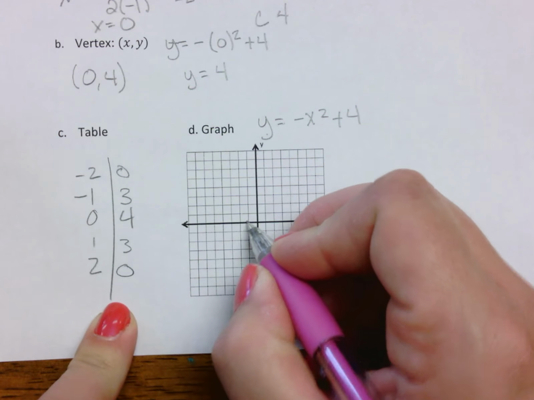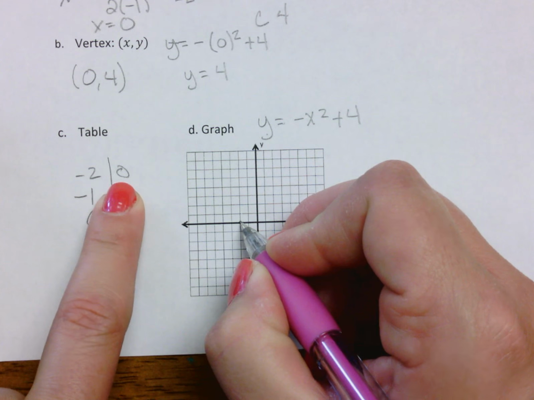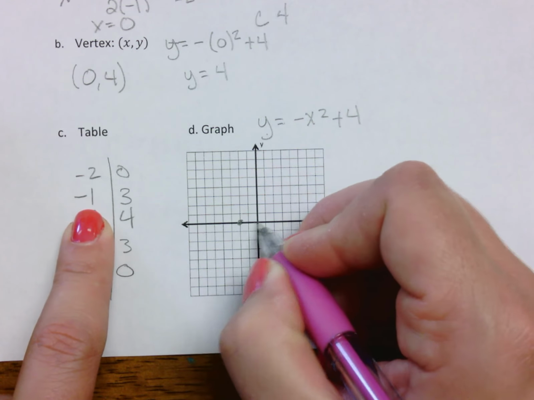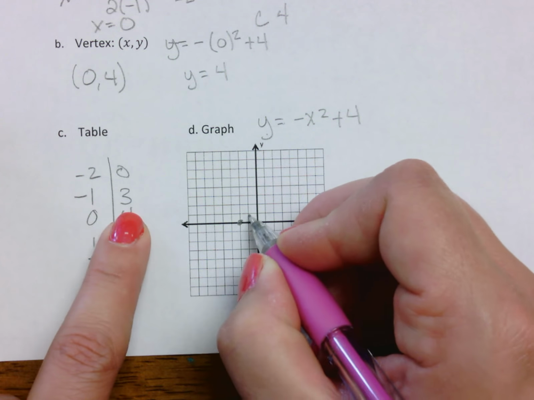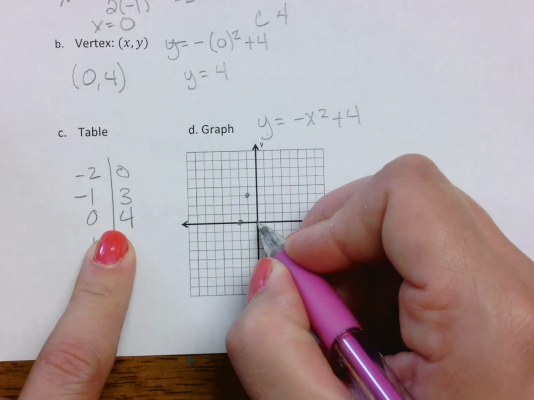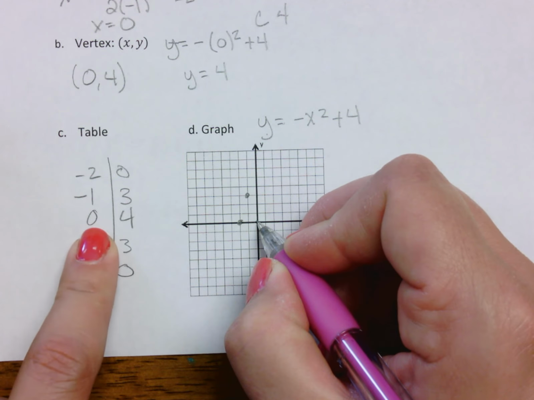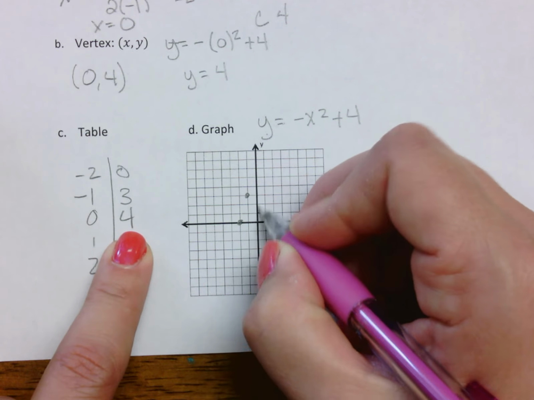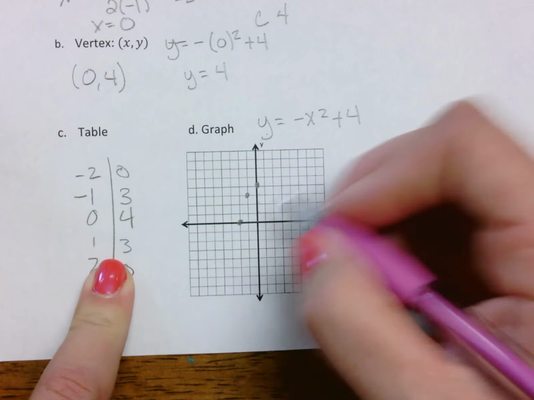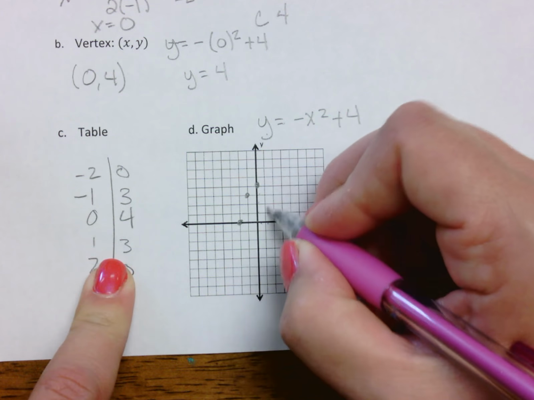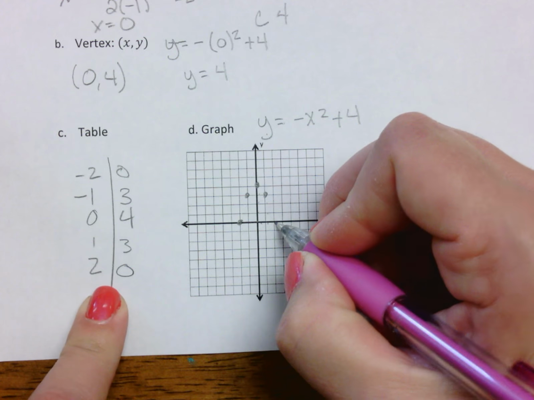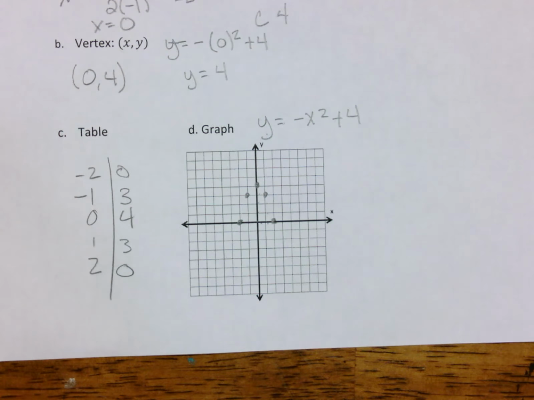The first one tells me to go to the left 2 places, and then because my y is 0, I just stay right there. Then my next point is negative 1, so I go to the left 1 place, and then I go up 1, 2, 3 places. My vertex says don't go left or right because my first number is a 0, and then go up 4 spaces, so 1, 2, 3, 4. My fourth point goes to the right 1 place and goes up 3. And my fifth point goes to the right 2 places and it doesn't go anywhere else. It stays on the x-axis.